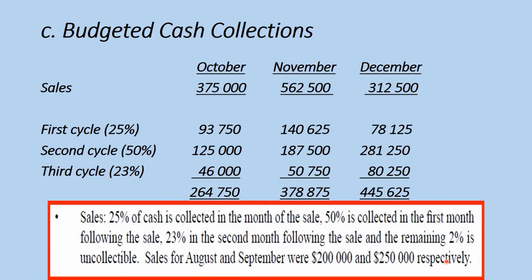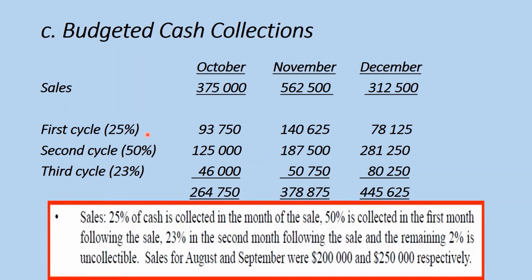250,000 respectively. Okay, so some of these would be collected in our period, right? Notably the 50% and the 23%. The 2% will never be collected. So when we add these three cycles together, we should get 98%, not 100%. Okay? So I've brought over the sales figure here from the question, the data given in the income statements, and this is how we're going to collect it.